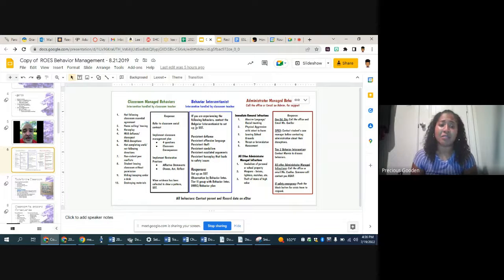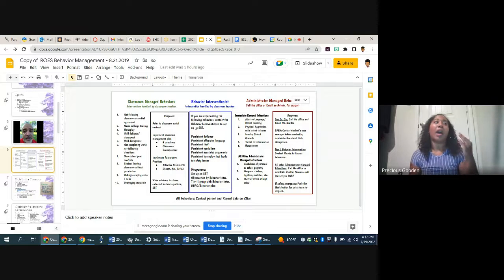Some nonviolent peer conflicts. When they say nonviolent, it's more so tussling. Say someone took their pencil or their notebook, they're tussling. It's not any punches thrown. It's just conflicts amongst students. So we'll be addressing that. Student leaving without permission, hiding, escaping under a desk, or destroying materials. Typically, those are behaviors that a classroom teacher will manage themselves.